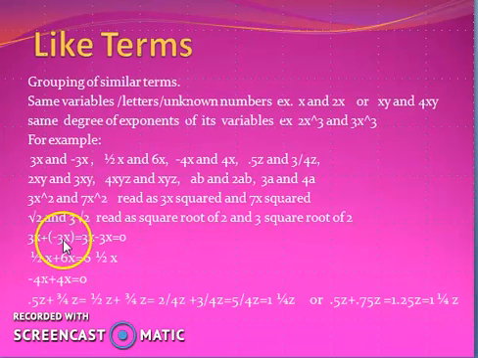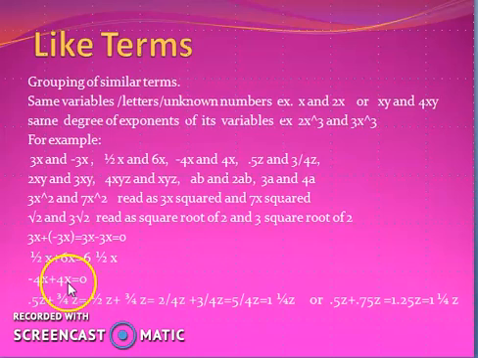3x plus negative 3x is written as 3x minus 3x because when you are adding different signs, positive and negative will become a minus sign. So 3x minus 3x equals 0. 1/2 x plus 6x, you are adding the coefficient of x. So 1/2 plus 6 is 6.5. Then we are just copying the variable x. So 1/2 x plus 6x equals 6.5x.